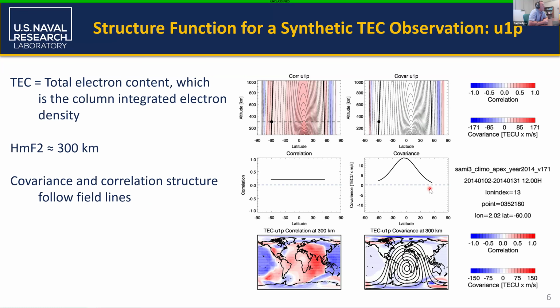So another example of a single ob increment is now we're going to use the total electron content observation to update the ion motions in the model, in the SAMI3 model. And this ion motion, which we refer to as U1P, is the motion in this plane, but orthogonal to the field lines. So in a meteorological sense, you would refer to this as kind of the vertical wind, because it's orthogonal to the layer, or the level, you're looking at.